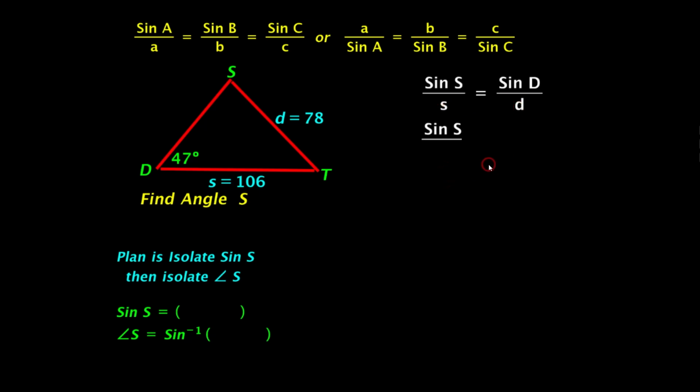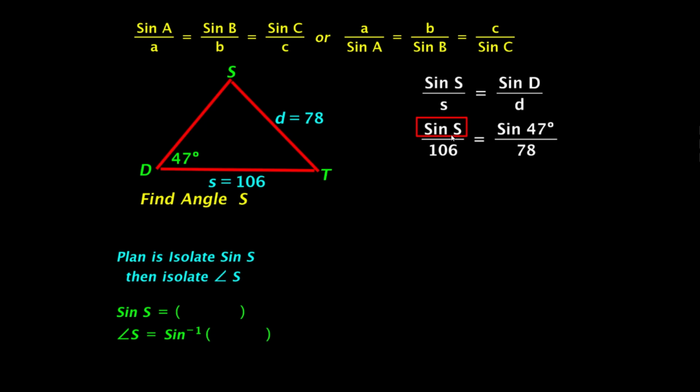We plug in our values with a plan. We just plug in the values of the sides first. So sine of angle S divided by the value of side S, which is 106, equals sine of angle D, which is 47 degrees, divided by the value of d, which is 78. Now our job is to isolate sine of angle S. The value will turn up and we will take the sine inverse of the value found to find angle S.